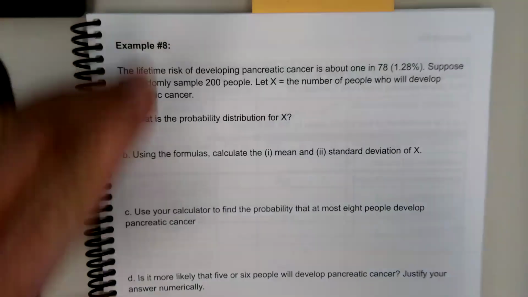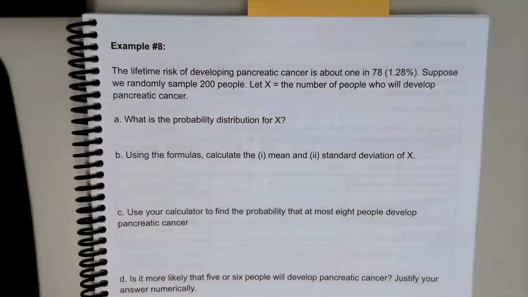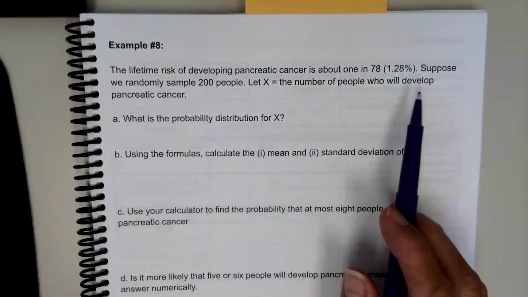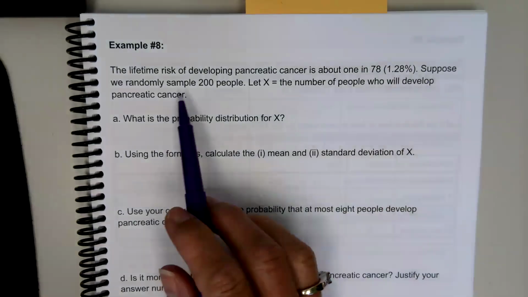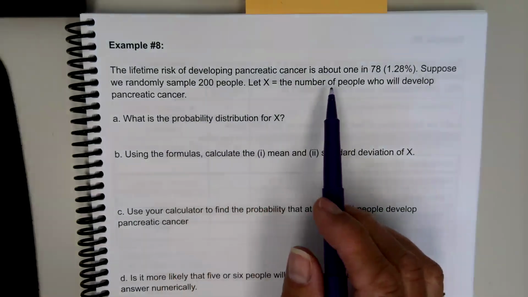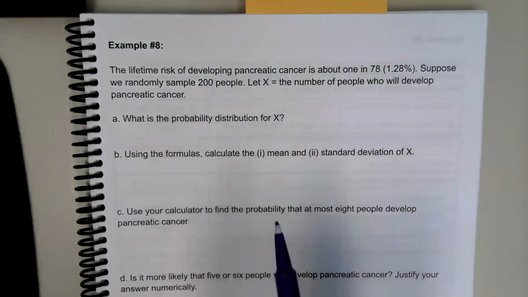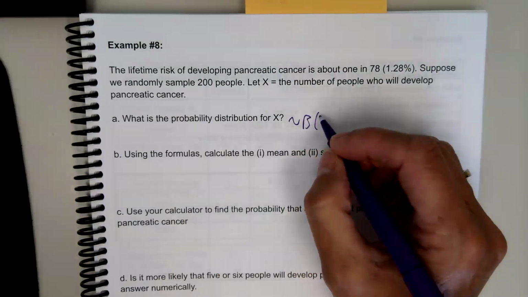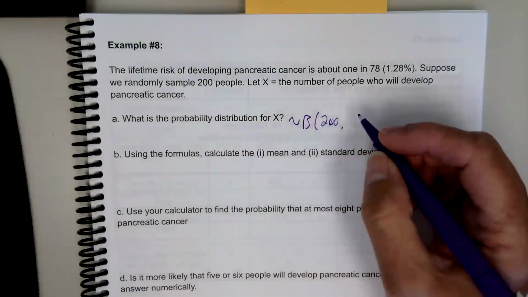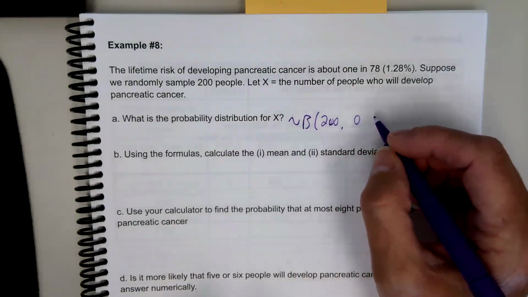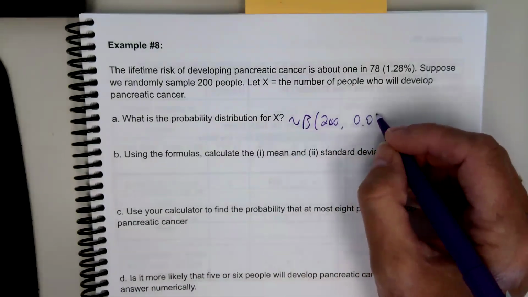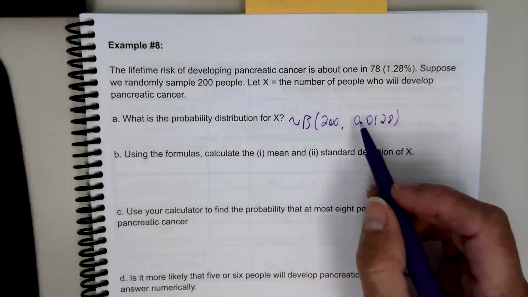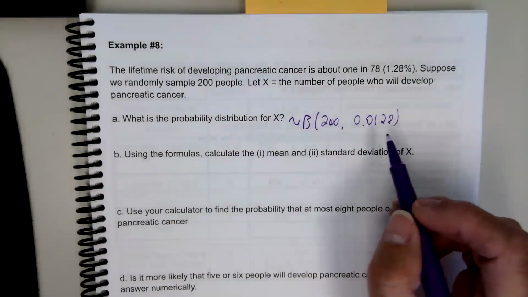Last example, example 8 or less than 5.3. Says the lifetime risk of developing pancreatic cancer is about 1 in 78 or 1.28%. Suppose we randomly sample 200 people. Let X be the number of people who will develop pancreatic cancer. So our distribution is approximately binomial. 200 is n, and probability of success, unfortunately, is if you have cancer, even though that's really not a success. As a decimal, it's 0.0128. Really be careful on that.